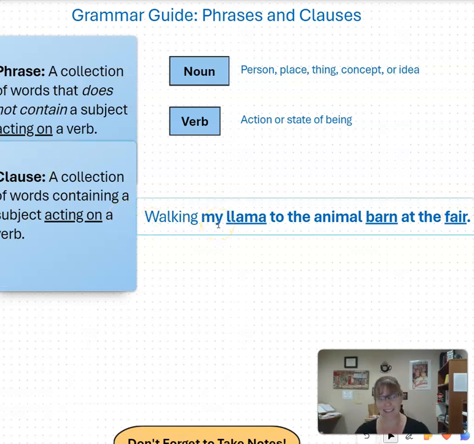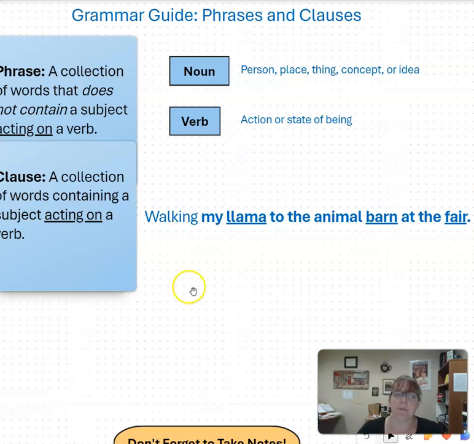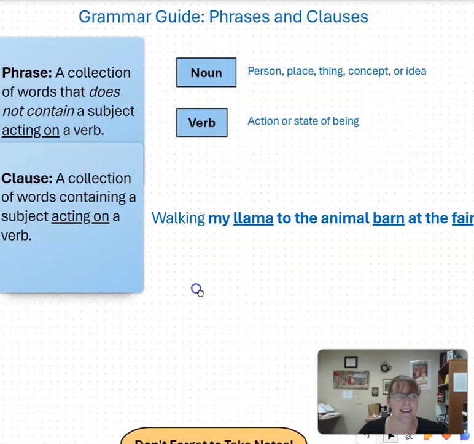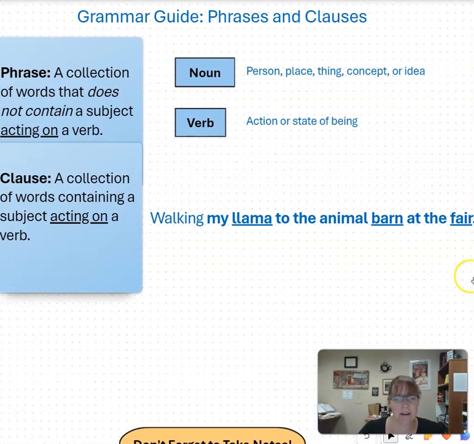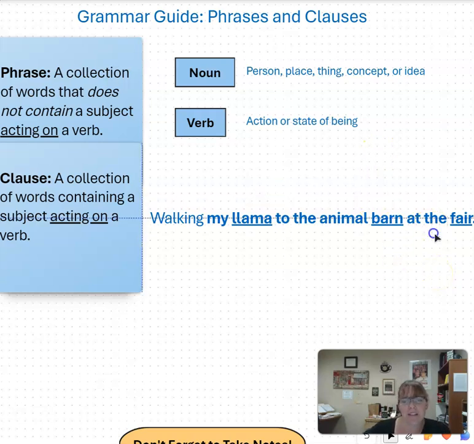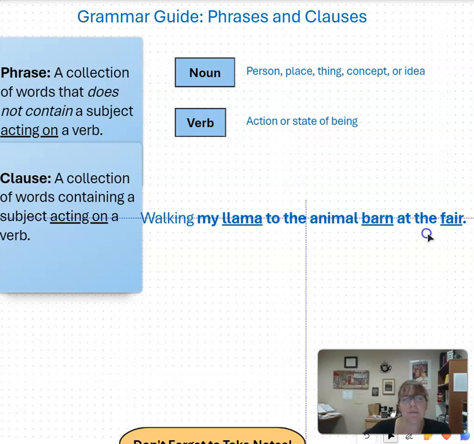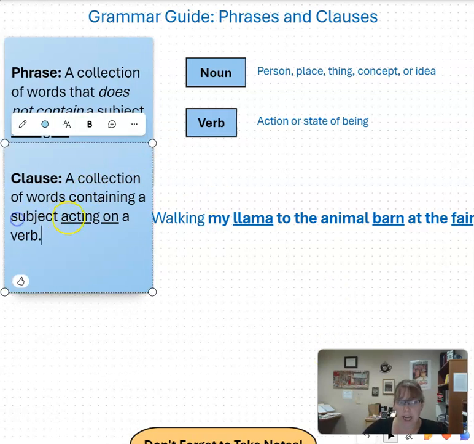So is this a sentence? Now, I often get mixed responses to this. People are like, well, yeah, it's a sentence. It's got a noun and a verb. And other people say, well, it doesn't feel like a sentence, though. It feels like something is missing. Okay? Something is missing. The thing that's missing is a subject.